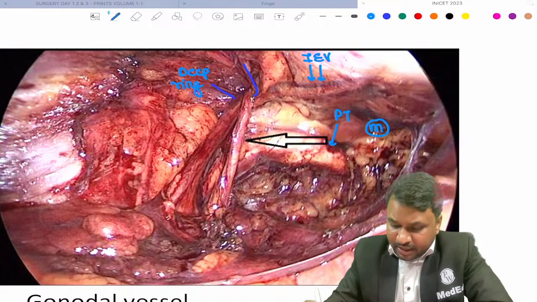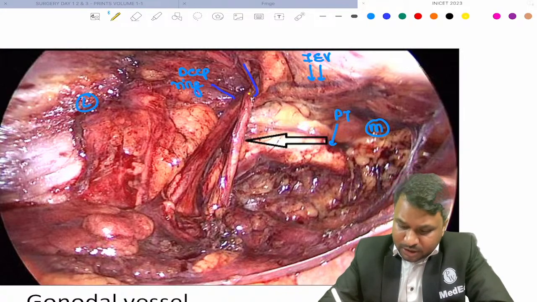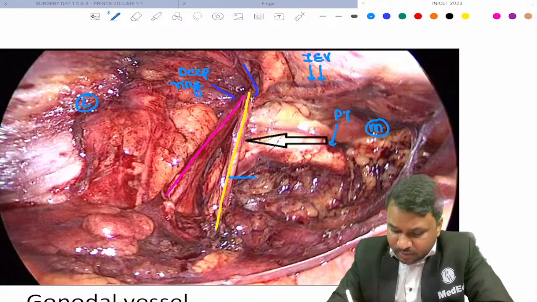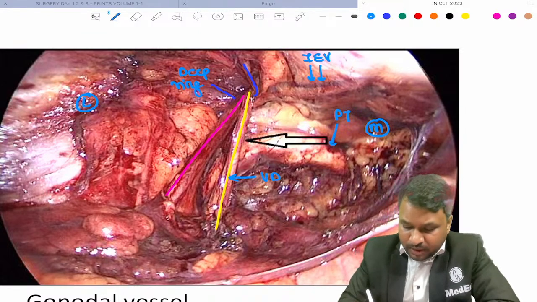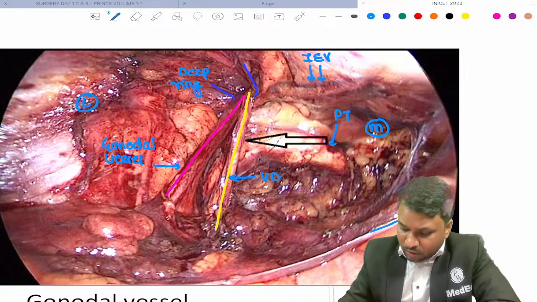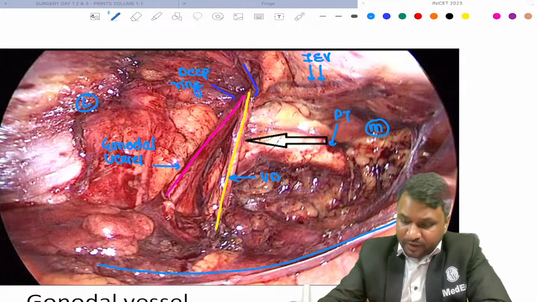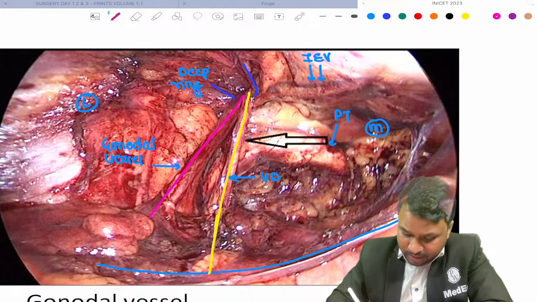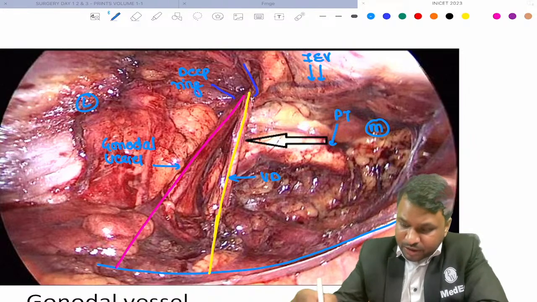So I can say this is the medial side and this is the lateral side. Now you can see on the medial side there is one structure going like this, and on the lateral side a structure going like this. The one present on the medial end is the vas deferens. The one on the lateral end is your gonadal vessels. And you can see this lower part, this is nothing but your peritoneal reflection. So you see the vas deferens is here, the gonadal vessels are here, and this is the peritoneal reflection.